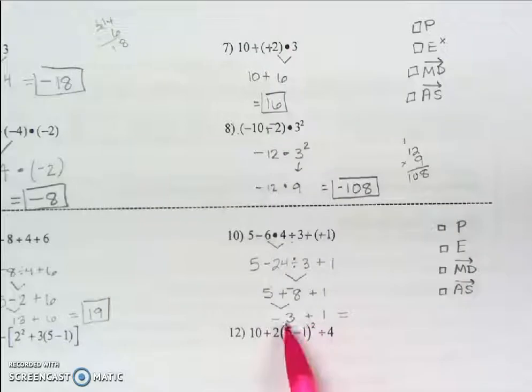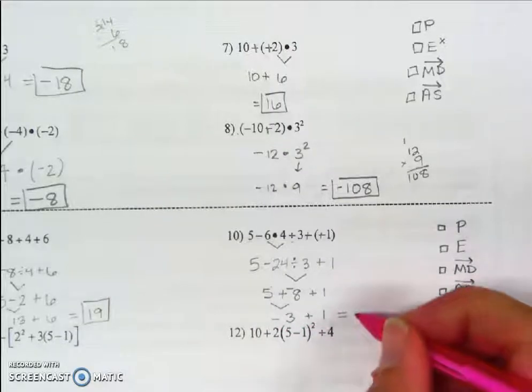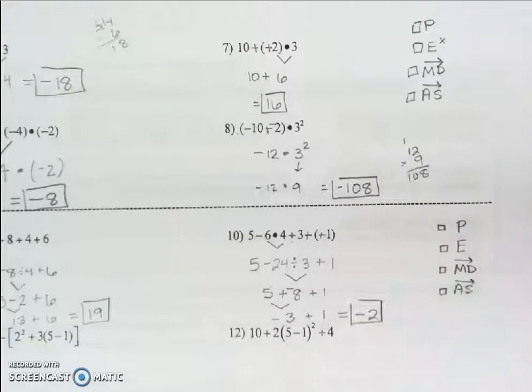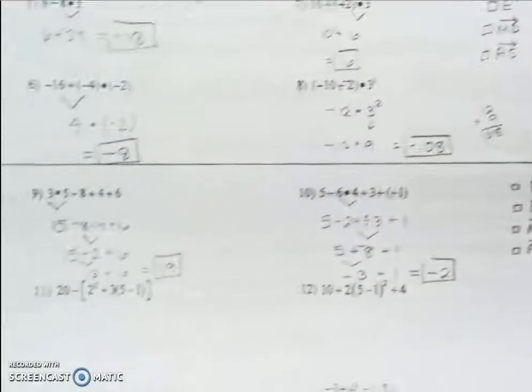Do I have more positives or more negatives? Well, I have more negatives. How many more do I have? I have 2 more. So we get negative 2. All right, on down to number 11.